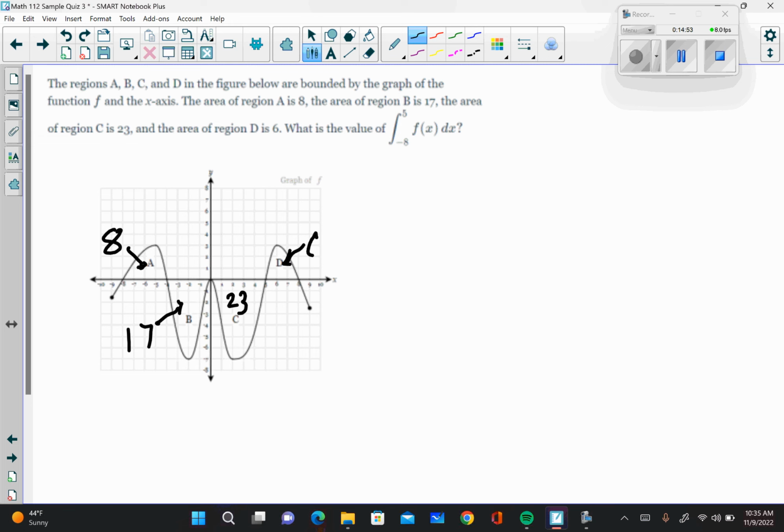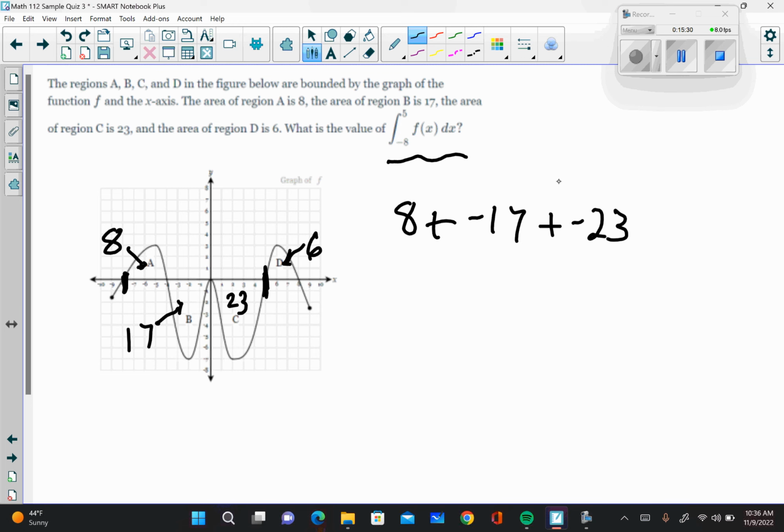So the integral from negative 8 to 5. This is tricky because here's -8 and 5 is here, because that's 6, 7, 8. So the integral is the signed area. So it's going to be 8 plus this integral. The area is 17, but the integral is -17 because that region is below the x-axis. Plus this integral is -23 because that region is below the x-axis. And we would add a +6.